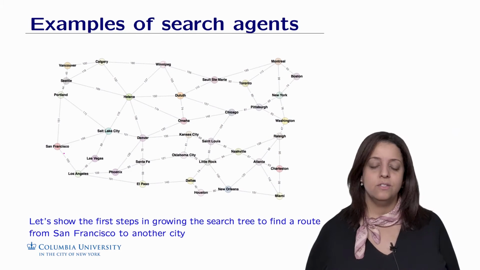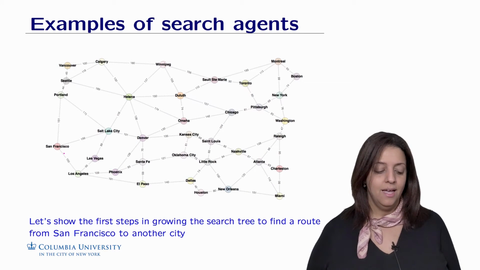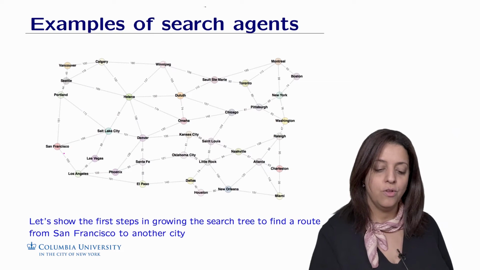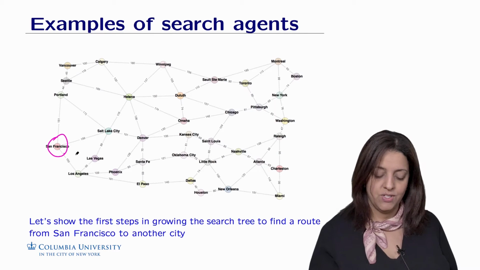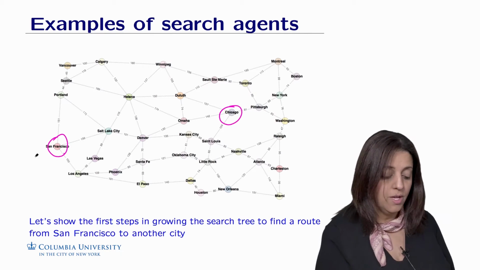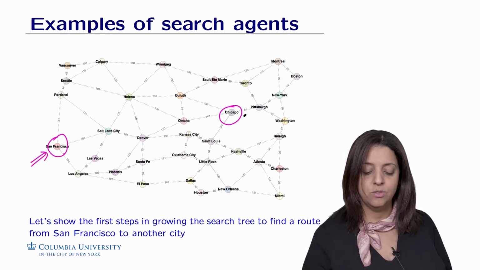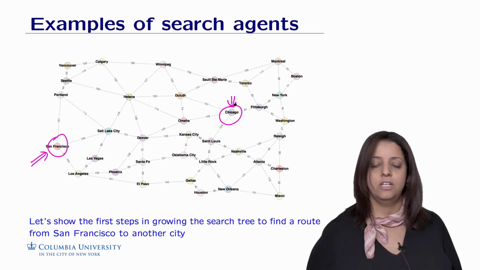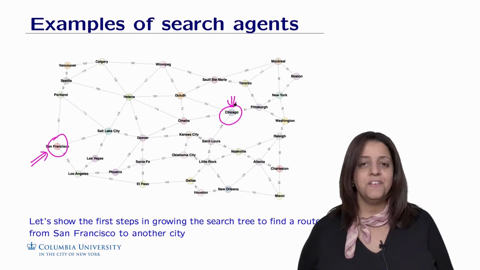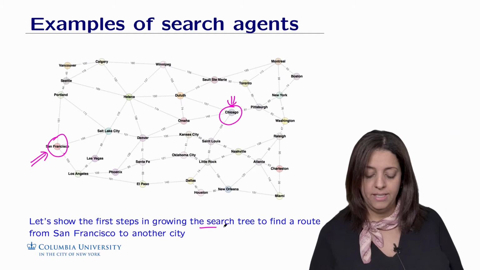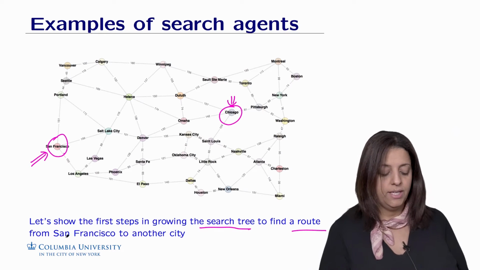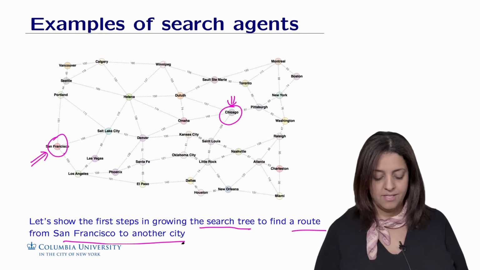Let's illustrate this tree search algorithm on our map example, in which we want to see what would be the path, or the way to go, from San Francisco to another city, let's say to Chicago. So our initial state is being in San Francisco, and the goal state is to be in Chicago. All right, so let's show the first steps in growing a search tree to find a route between San Francisco and another city. In this case, we are going to focus on Chicago.